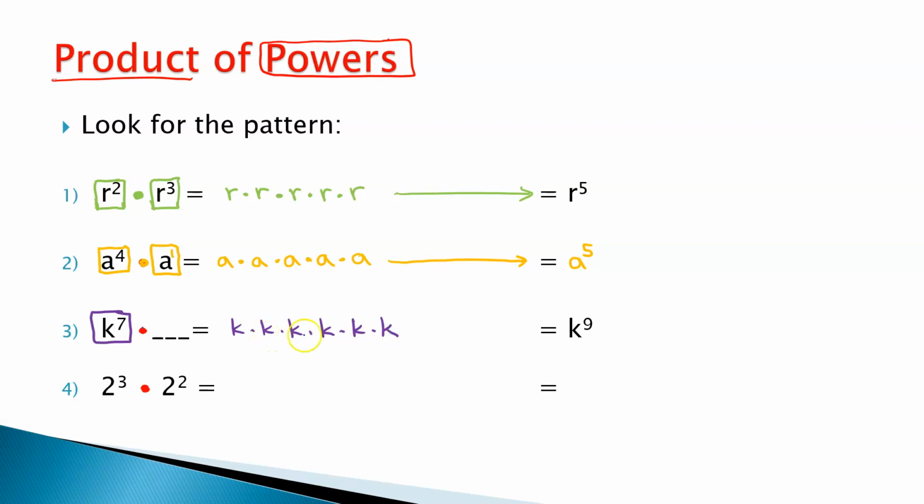Let's see. There's 1, 2, 3, 4, 5, 6. Ooh, I missed one. 7. So we have 7 k's, and we're going to multiply it times something, and it should give me k to the 9th. So what should that be?